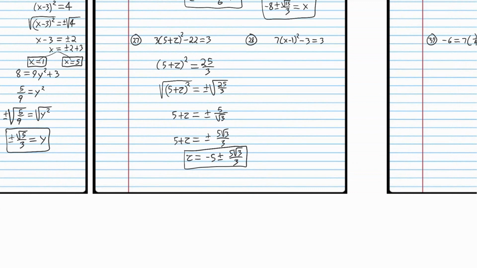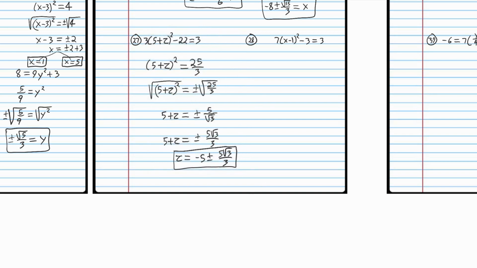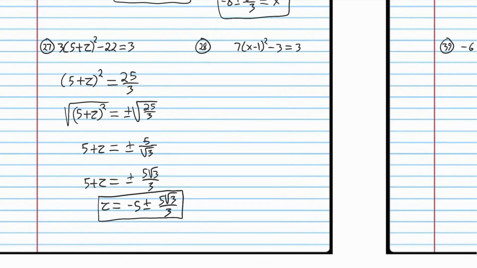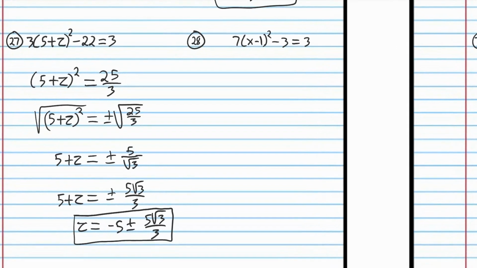So we got our answer there. And as you can see, I'm trying to keep the equal sign lined up, but you don't really have to, but it just makes it easier to read. So try number 28. When you come back, we'll do it together.